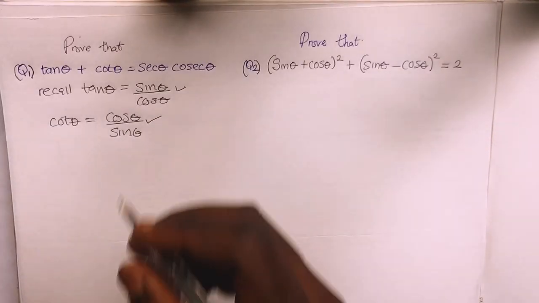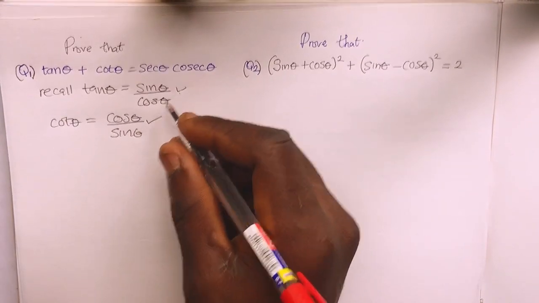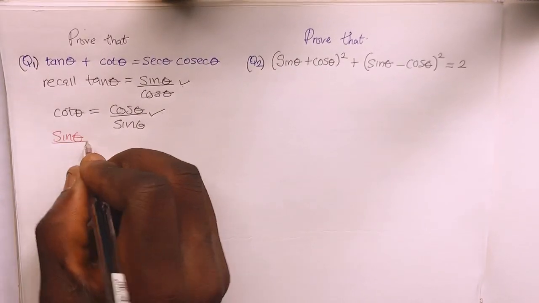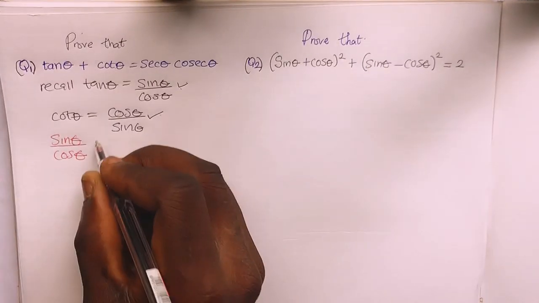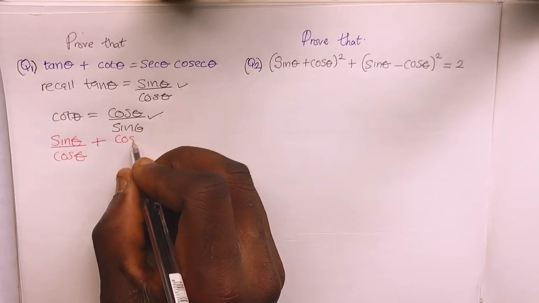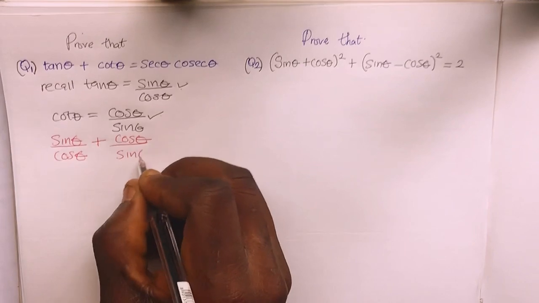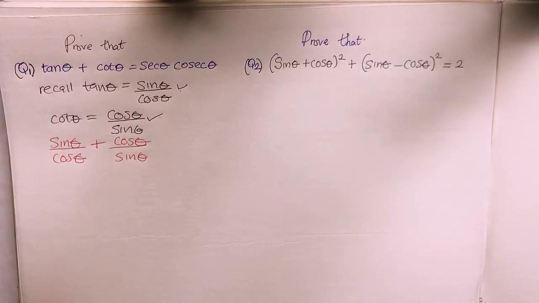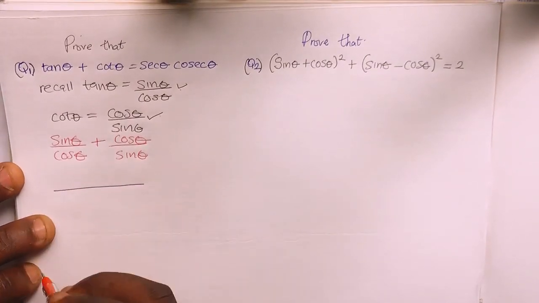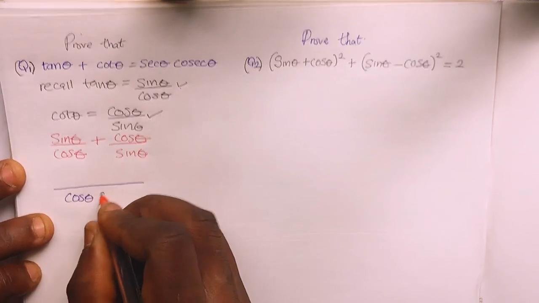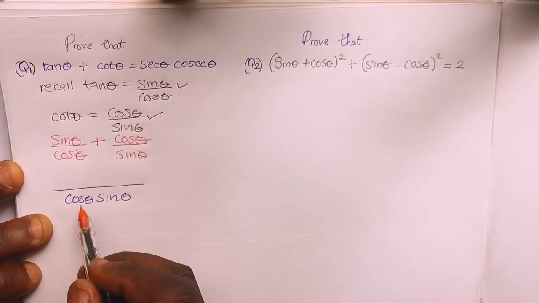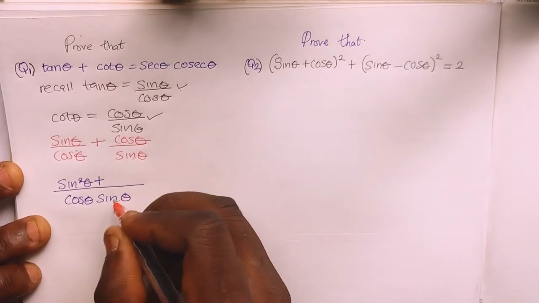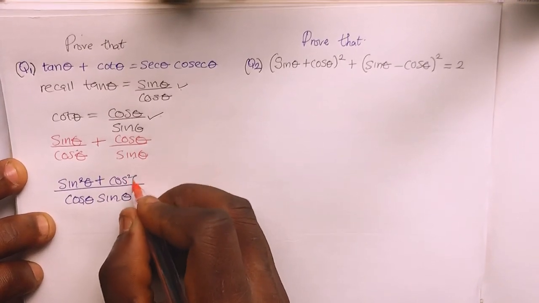Then let's try and apply these two formulas. I'm going to have sin theta over cos theta, right, plus cos theta over sin theta. I want to prove that these two things are the same as this. Then let's go ahead and prove it. Looking at this, I'm going to find the LCM. My LCM is cos theta sin theta. Then we cancel cos, we are having sin squared theta here, plus we cancel sin, we are having cos squared theta.